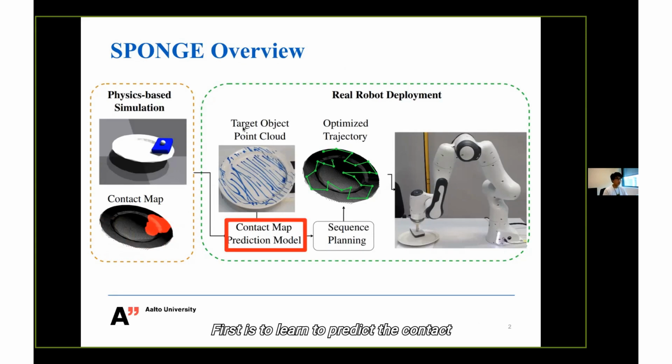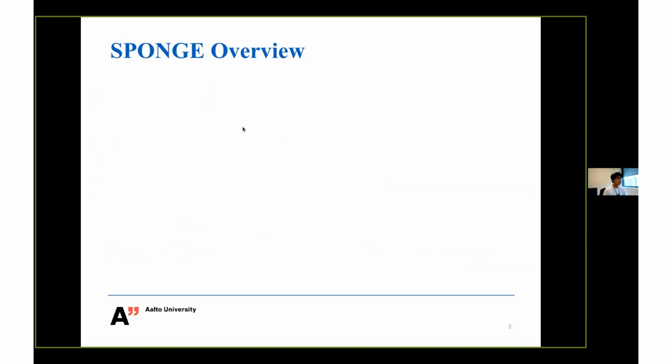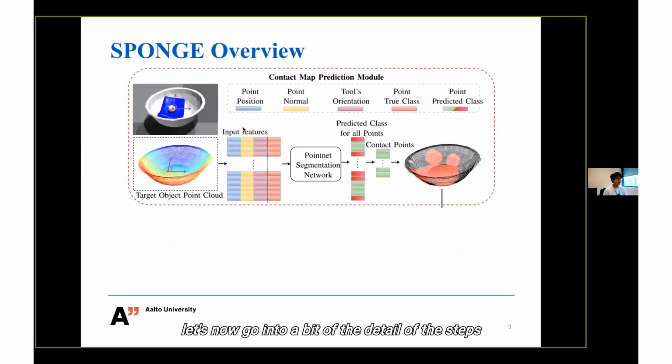First is to learn to predict the contact between the deformable tools and the rigid target objects, which is then used for sequence planning where we aim to generate an optimal trajectory to perform a manipulation task. Let's now go into a bit of the detail of these steps.